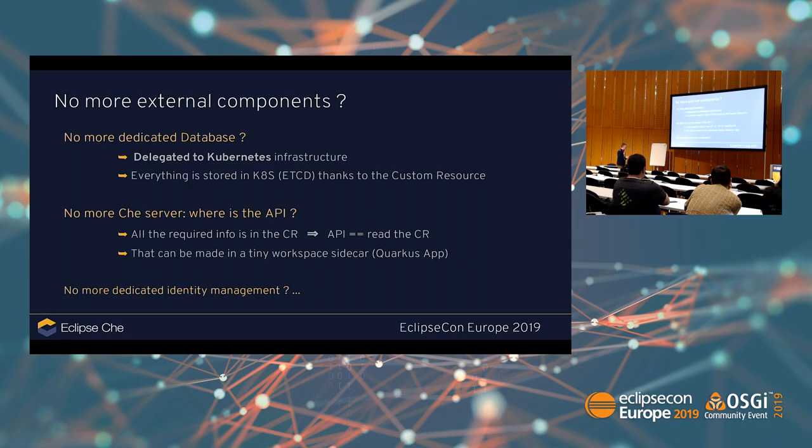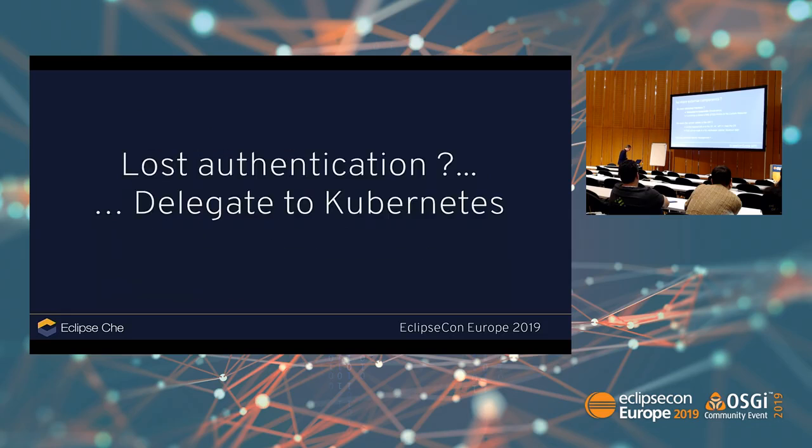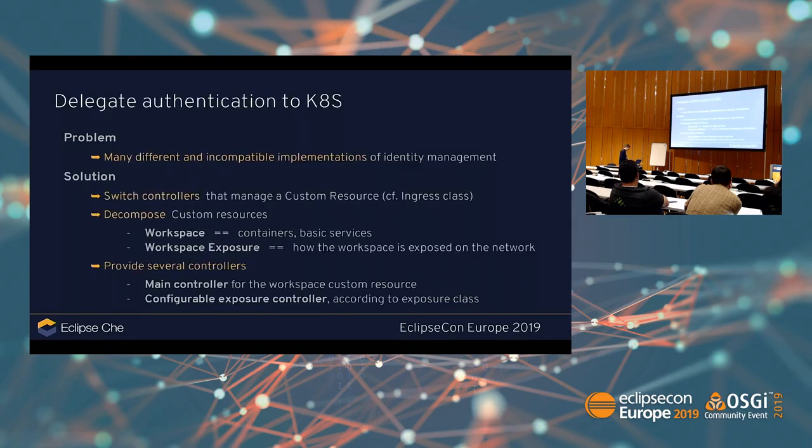So we don't have any component anymore. We don't have any database. It's dedicated to Kubernetes. We don't have any Che server anymore because mainly all the information is in the custom resource already. And we don't have any identity management. So we lost authentication, it seemed. But in fact, authentication as well can be delegated to Kubernetes. But it's a bit trickier because you have many different and incompatible implementations of what an identity provider can be.